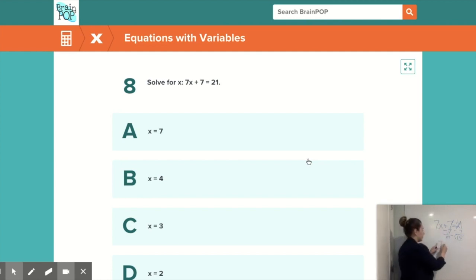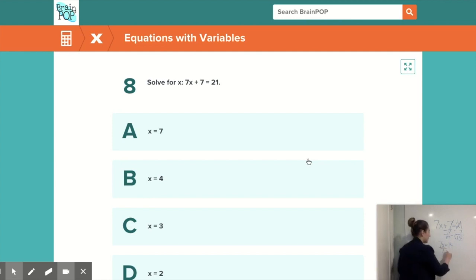7x is left over. This is all canceled out, right? It became a 0. And what do we have on this side? 14. 7x. This is showing us the operation of multiplication. If we want to undo it and do the opposite of multiplication, we're going to divide. What are we going to divide each side by? 7. And we're going to isolate the variable. We're going to get the x by itself.